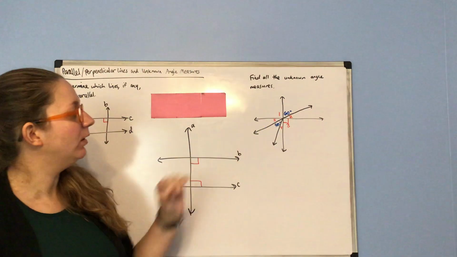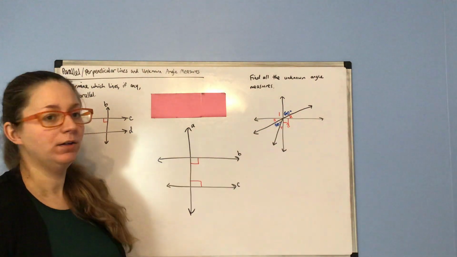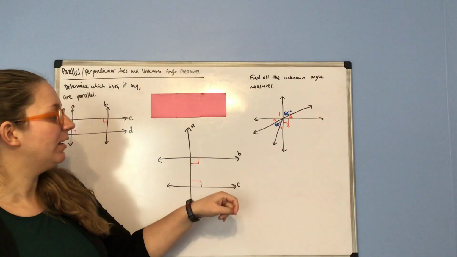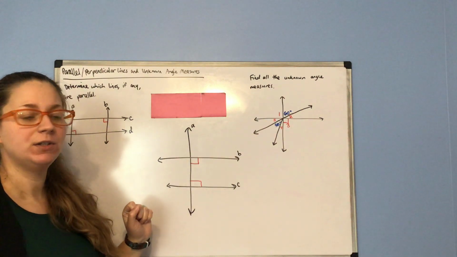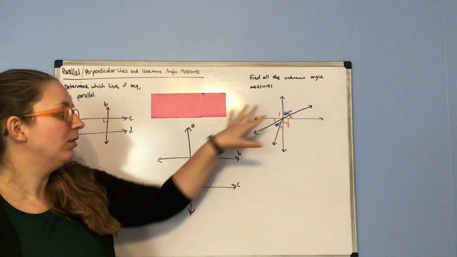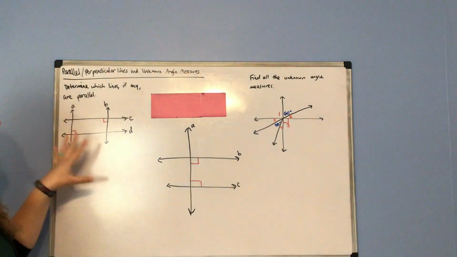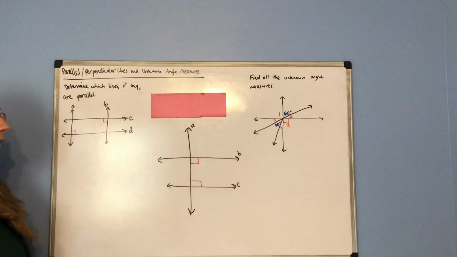The last one we're going to look at, we're going to find all of the unknown angle measures. So that means find the angle measure of anything that doesn't already have one clearly written in terms of degrees. So basically all the ones in red. Let's start here with seeing if lines are parallel.